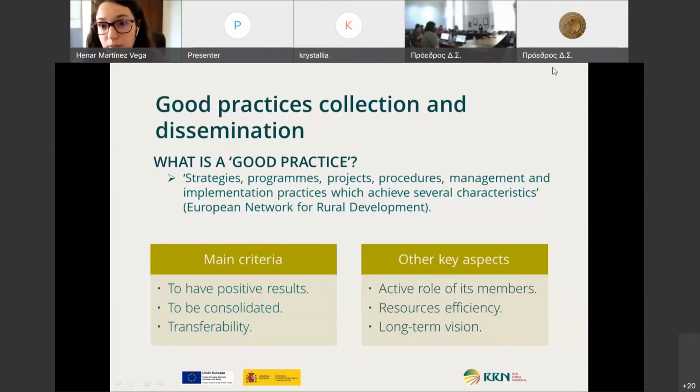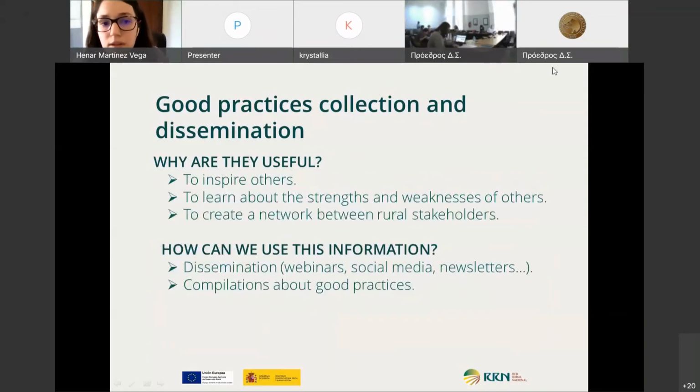And another key aspect that we take into account is that these projects have a long-term vision, that they improve the quality of life of the rural areas, and also the active role of its members and the people who are living in the rural areas. So we think these good practices are useful to inspire other people and also to learn about the strengths and the weaknesses of others and maybe which areas we should work more on, and also to create a network between the rural stakeholders who are trying to improve the quality of life of these rural areas.